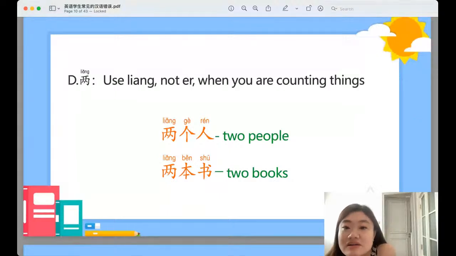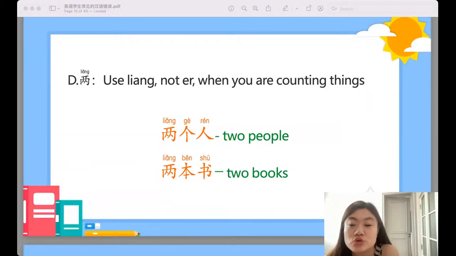And then 两 is normally used when you're counting things. For example, if you say 两个人, two people. When you're counting things, normally you use 两, then the measure word, then the noun. So 两个人, two people; two books, you say 两本书. 本 is the measure word for books. 两本书, two books.